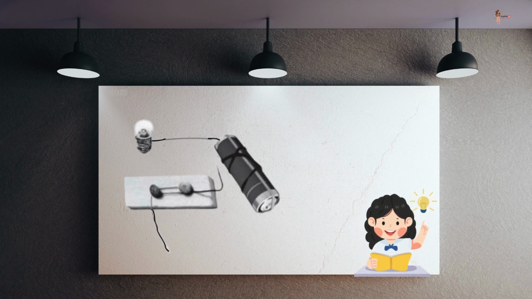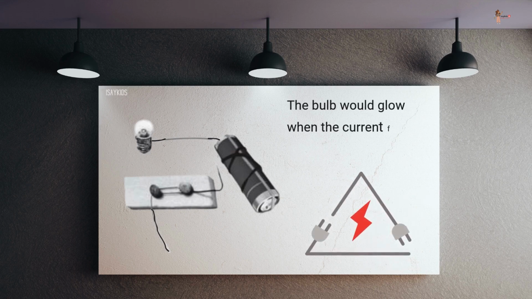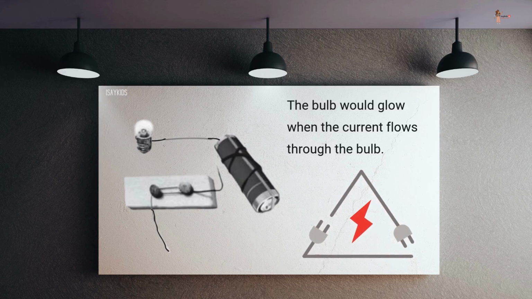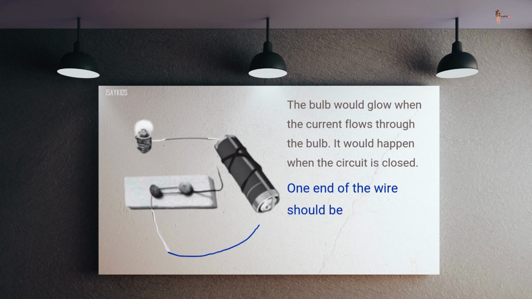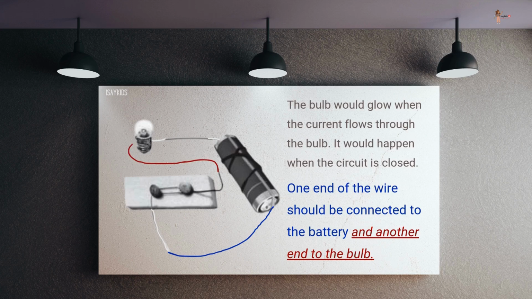Do you want to try? Let me give you a hint. The bulb would glow when the current flows through the bulb, and it would happen when the circuit is closed, right? So, to close the circuit, one end of the wire should be connected to the battery and the other end to the bulb. The bulb now glows. Nice.